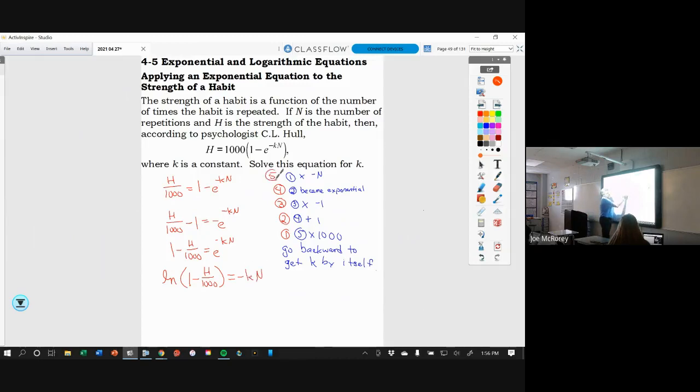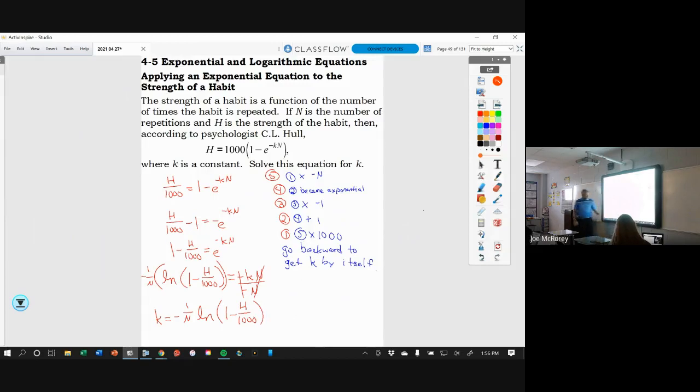And step number 5. Get rid of n. I need to unmultiply by negative n. Divide by negative n, or multiply by negative 1 over n, because it's the same thing. So I'm going to multiply this side by negative 1 over n, and divide this side by negative n. The negative and the n cancel. So k is now by itself. K is equal to negative 1 over n, natural log of 1 minus h over 1,000.